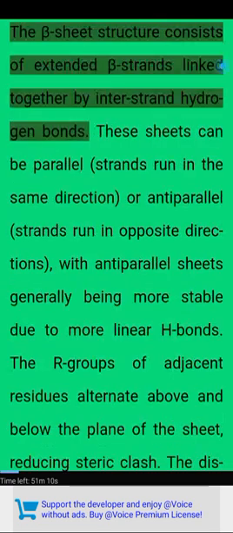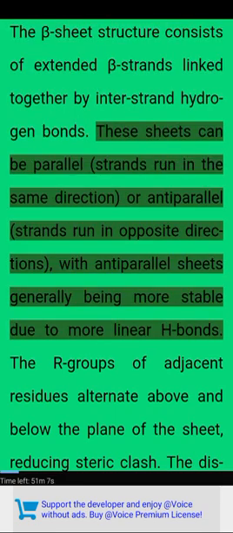2. Beta sheet, beta pleated sheet. The beta sheet structure consists of extended beta strands linked together by interstrand hydrogen bonds. These sheets can be parallel, where strands run in the same direction, or anti-parallel, where strands run in opposite directions, with anti-parallel sheets generally being more stable due to more linear H bonds.